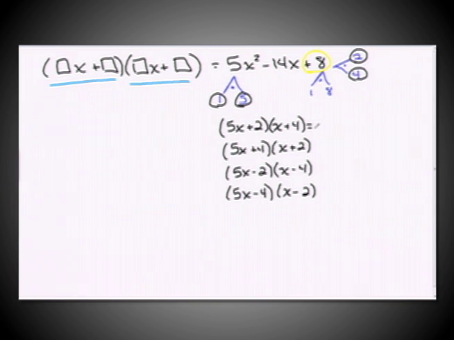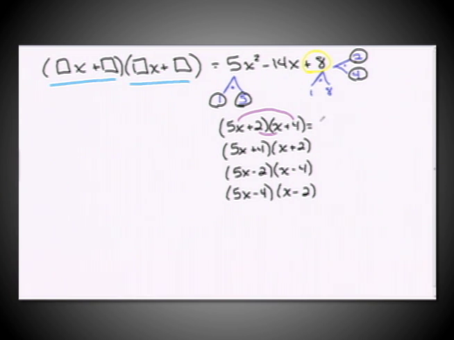So now we just come back and start multiplying these out and see which ones add up. And it's really the center term we're concerned with because we know every time we multiply 5x by x, we get 5x squared, which is our first term. And we know that every time we multiply 2 by 4, we always get 8. So it's just that middle term that we need to be concerned with. And we get the middle term by multiplying the outside terms and the inside terms.